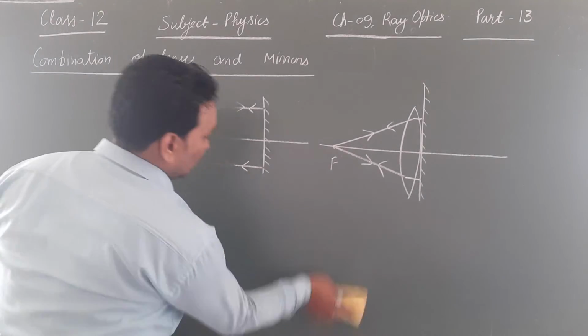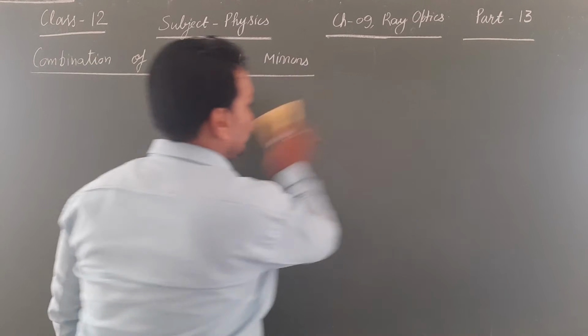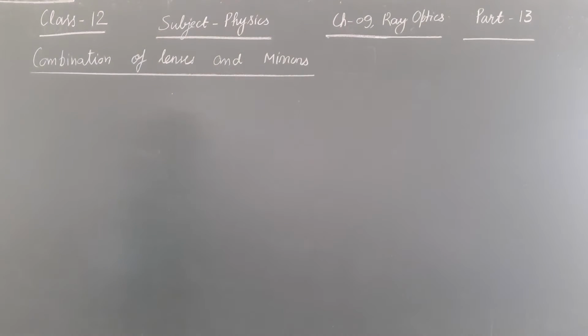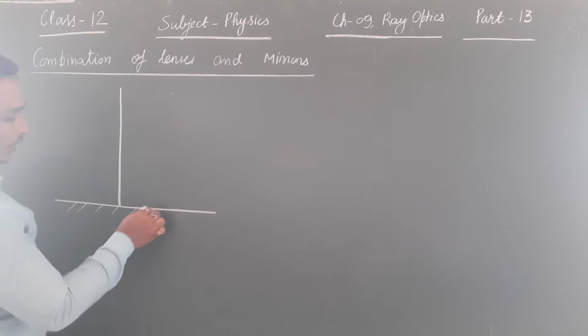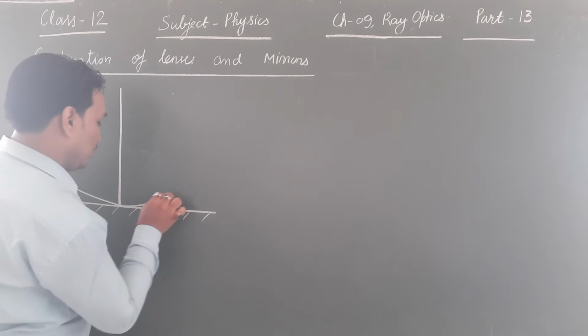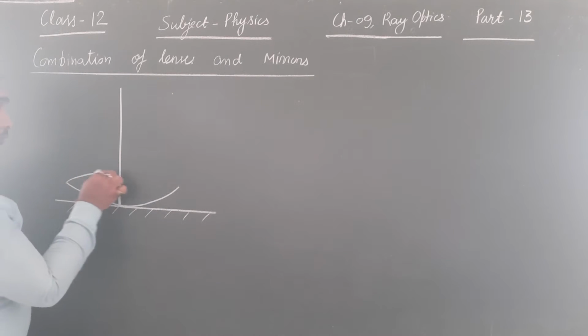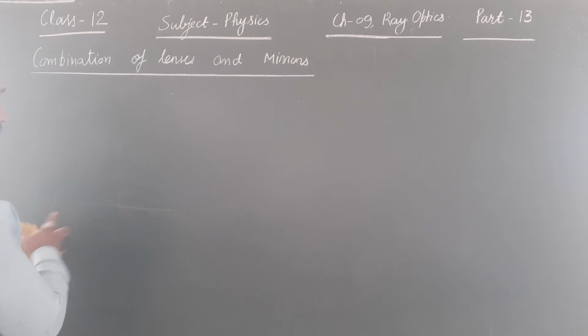On this concept, there is a question given in the NCERT. Let us discuss that question. It is the last question of the NCERT. The question is: one plane mirror is kept like this and one convex lens is placed over the plane mirror, something like this. Let me make the ray diagram first of all.